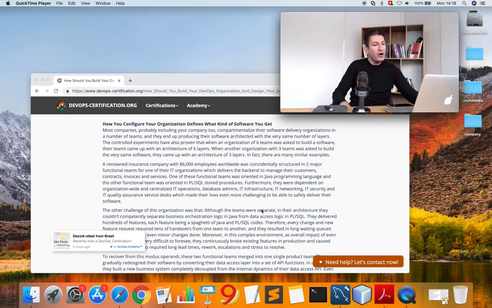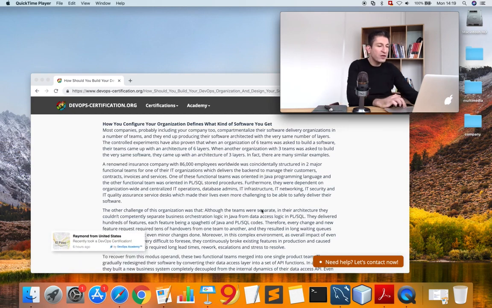So here is an example of how a renowned insurance company started their DevOps journey and how they improved their status. Let's have a look at this. A renowned insurance company with 86,000 employees worldwide was coincidentally structured in 2 major functional teams for one of their IT organizations, which delivers the backend to manage their customers, contracts, invoices, and services. One of these functional teams was oriented in the Java programming language, and the other in PL/SQL stored procedures.